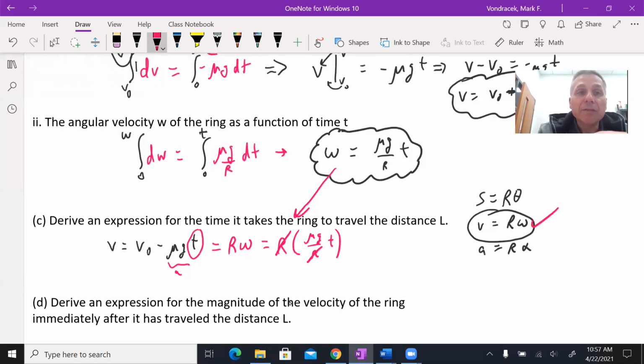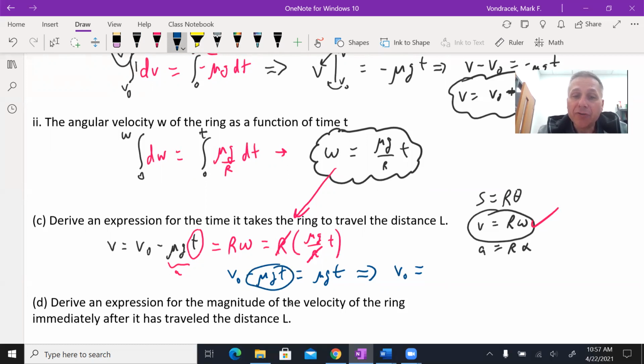Okay. So now I'm going to go ahead and take what's left over on the left-hand side. That's going to be the initial velocity minus mu gt. What we're left with after it travels that distance is mu gt. I get the algebra right here. Collect terms. We're trying to solve for the time, for t. So if I add a mu gt to both sides, we get 2 mu gt.